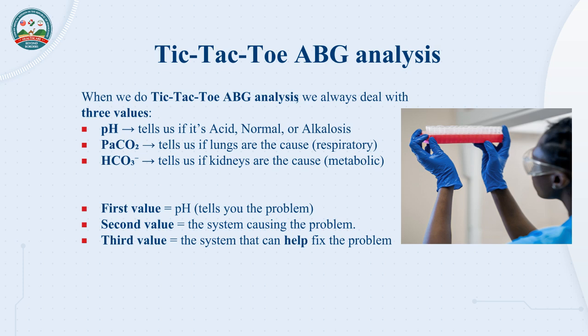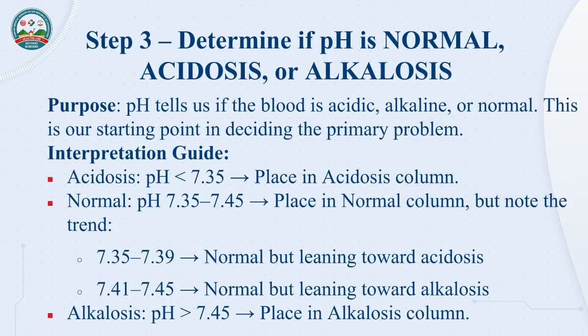The steps are simple. Step 1, check the pH to see if it's acidosis or alkalosis. Step 2, check which system, PaCO2 or HCO3, is causing the problem. Step 3, see if the other system is trying to compensate and bring balance back. By following these steps, we can quickly determine whether the patient has a metabolic or respiratory acid-base disorder.